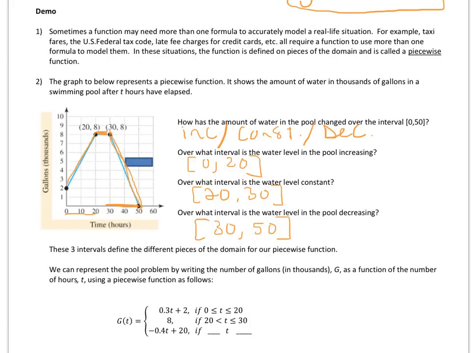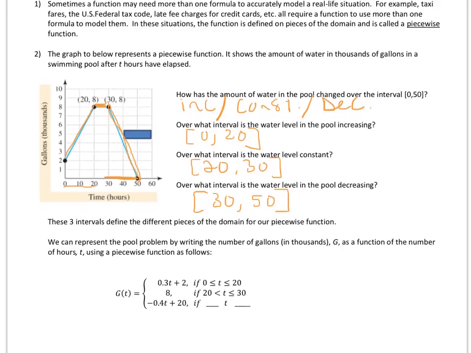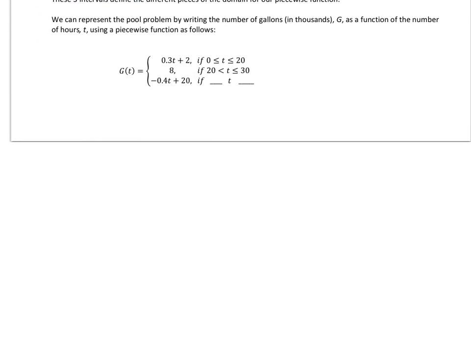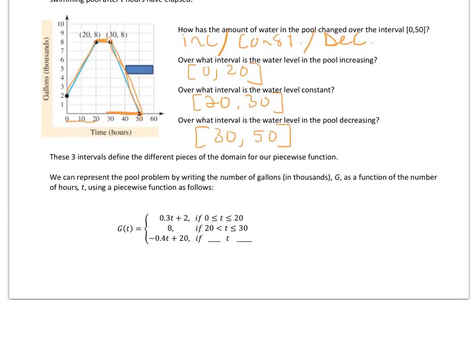So we can represent the pool problem by writing the number of gallons in thousands, G, as a function of the number of hours, T, using a piecewise function. Okay, so this is some brand new notation. So you can recognize the intervals over here on the right. These are the important intervals, 0 to 20, 20 to 30, and then the last one was 30 to 50.